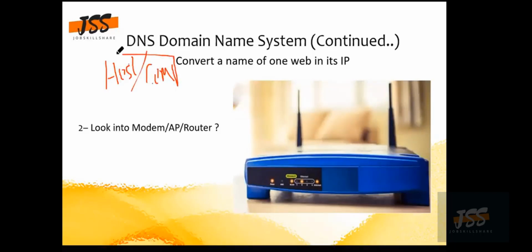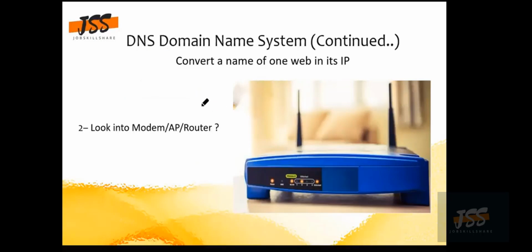Okay. Got it. So the second stage is if the host file on your computer does not have information about some particular website, let's say jobskillshare.org, the second thing it is going to do is ask the router, because the router also has some kind of DNS cache. And if the router has the information, it is going to directly give you a reply.